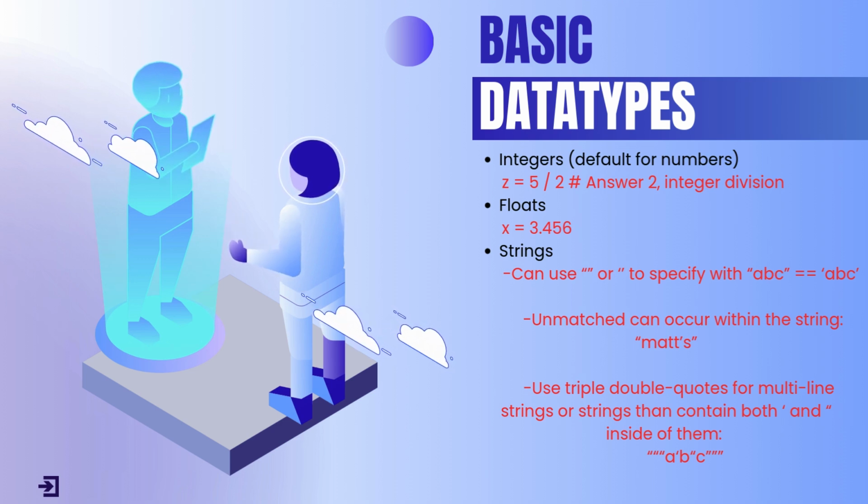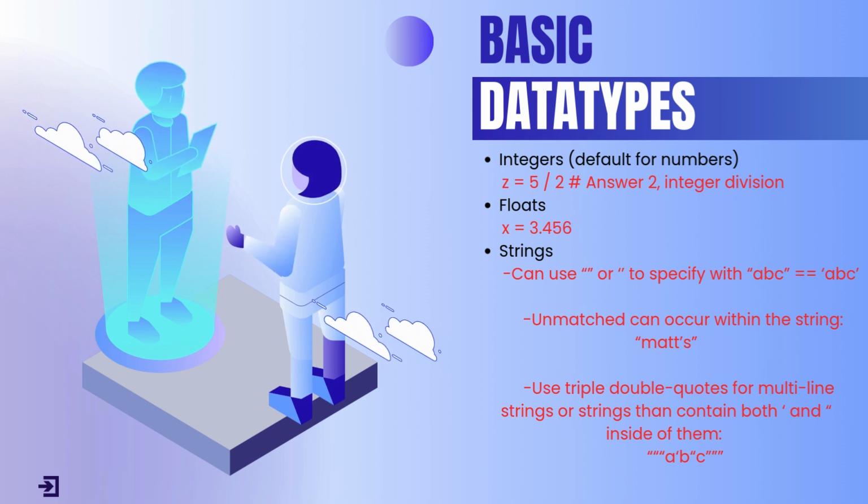Floating point numbers, or floats, represent numbers with decimals like x = 3.456. Another essential data type is strings, which are used to represent text. Strings in Python can be enclosed in either single or double quotes. 'abc' is equivalent to "abc". Strings allow for unmatched quotes inside them, for example "that's", which includes an apostrophe within the text. For more complex situations where both single and double quotes need to be included, or when dealing with multi-line text, Python allows the use of triple double quotes, like """abc""". This flexibility with strings makes Python well suited for working with text in various formats.